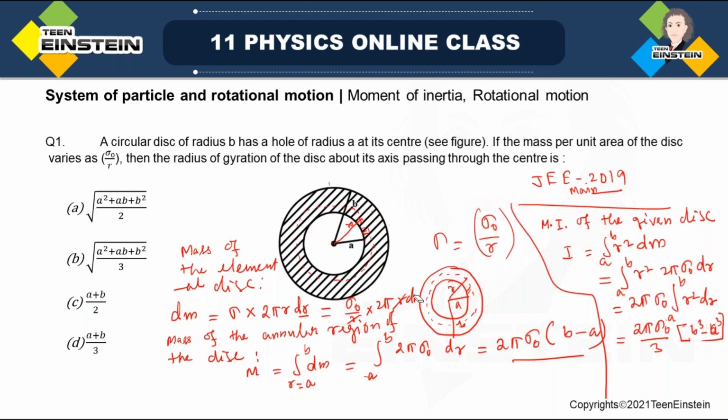Now I hope you have already noted it down and you have understood this calculation. I will keep the mass of the annular disk here, just the value, and all other things I'll strike off or erase, so that I can get some space over here.